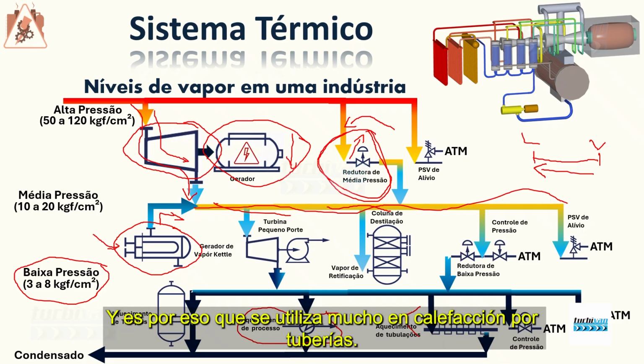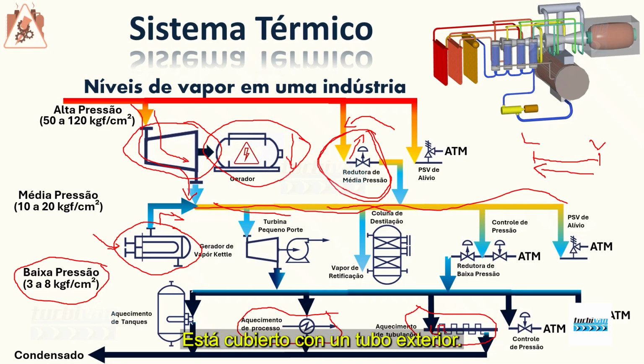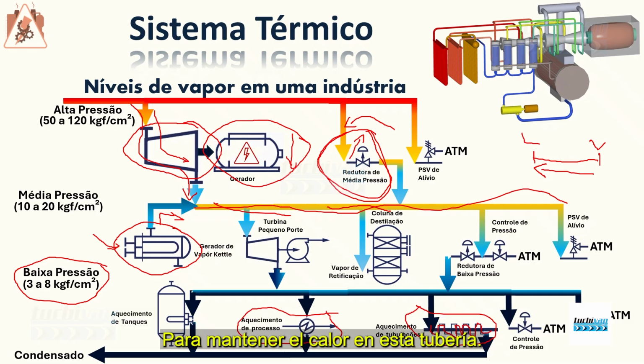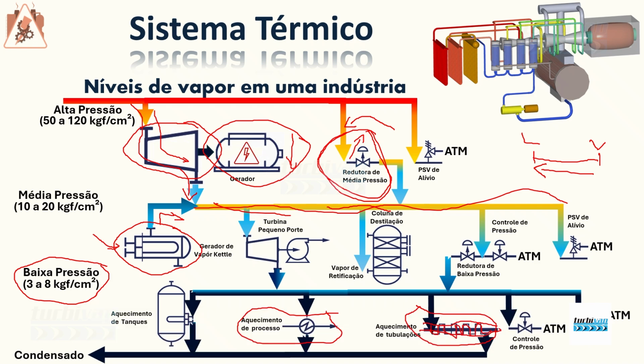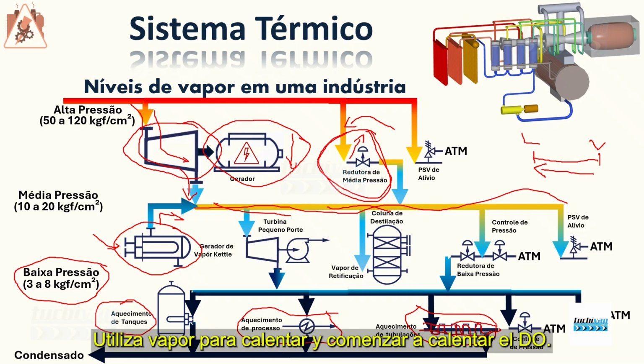We call it steam tracing. These are steam traces on the piping. It is covered with an outer tube. The piping inside a process is coated with the external tube to keep the heat in this pipe. Then it keeps the pipe heated using low pressure steam. Tank heating too, that's important. For example, viscous products or fermentation vats. It uses steam to heat up and start heating the mass in the process.